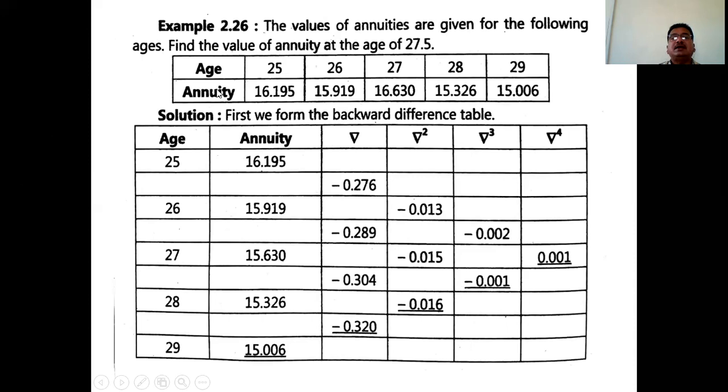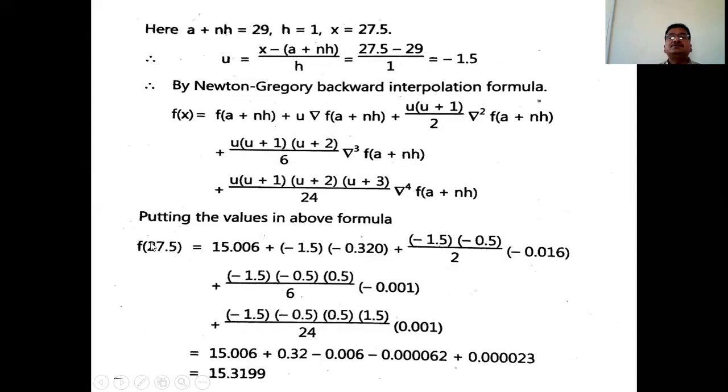This is age, and these are the annuity. So we consider the first row as the first column, the second row as the second column, and prepare the backward difference table. This is the backward difference table, and write the general formula and substitute the values of u and all these values. And then what do we have as the answer?